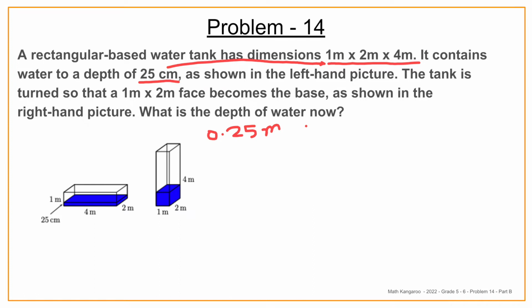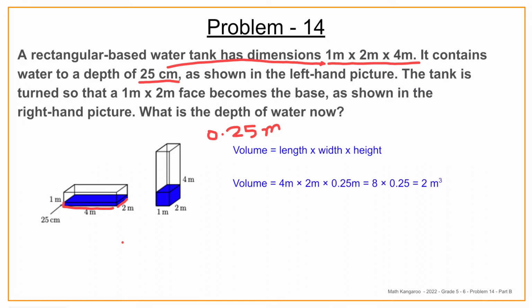Now we have depth, we have length and width. So the volume of the water will be length into width into height. So we have length, that is 4 meter, 2 meter width, and height is 0.25 meter. And that makes it 4 times 2 is 8, 8 into 0.25, 2 cubic meter. Now we have the volume of the water.